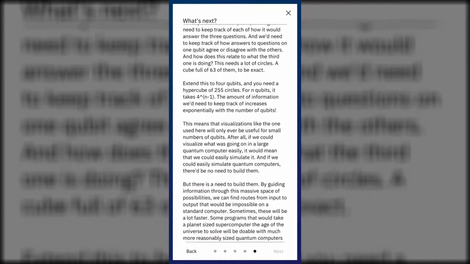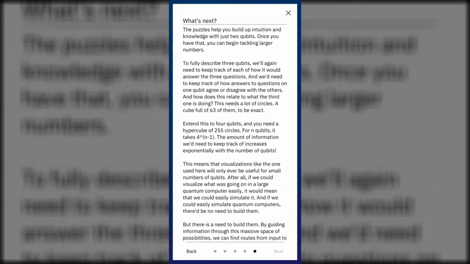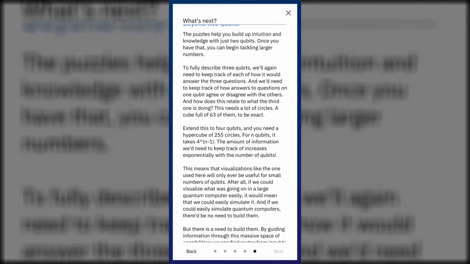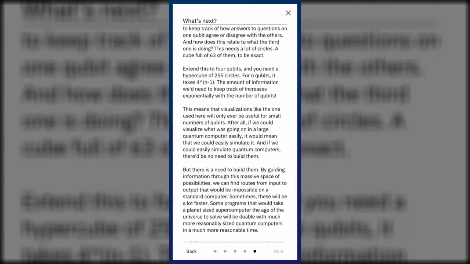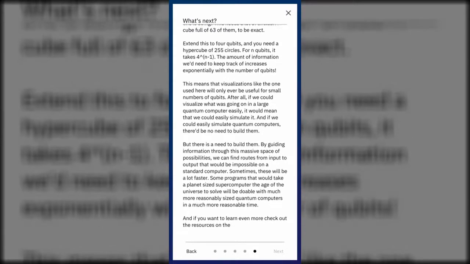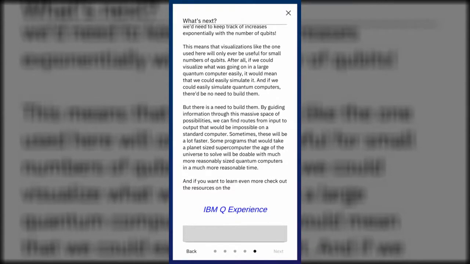Extend this to 4 qubits and you need a hypercube of 63 circles for 3 qubits and a hypercube of 255 circles for 4 qubits, and that's probably why you can't simulate quantum computers beyond a certain number of qubits. After all, if we could visualize what's going on in a large quantum computer easily, it would mean that we could easily simulate it.